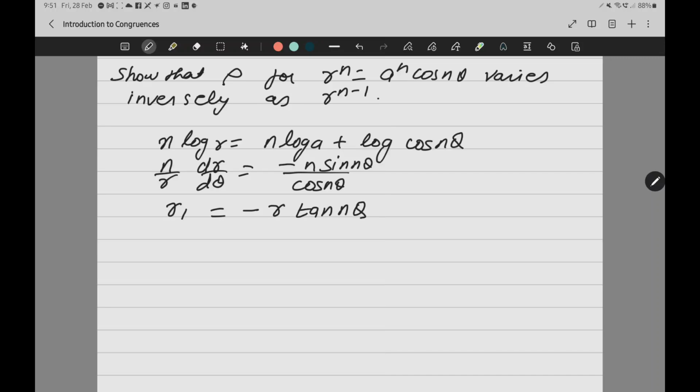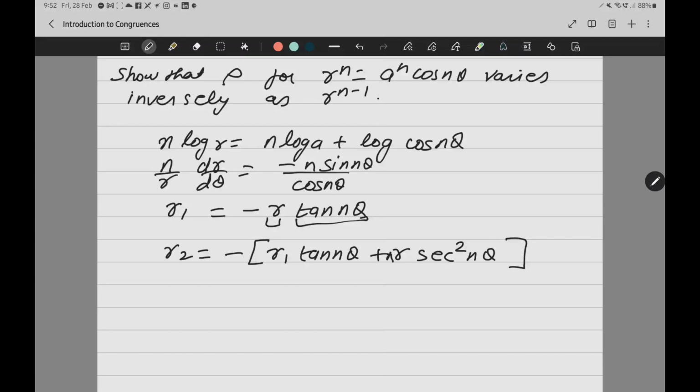Easy? First step I did. Now second step, R2 I want. R2 is, again I'll apply the product rule. Differentiation of R is R1 tan n theta, plus R times the differentiation of tan n theta, which is secant square n theta and n. Right? Now in this I have R1, so it is always advisable to convert it to R. If you don't, then also it's okay. Last step when you put the formula, you can do it then, but there you may make a sign mistake. So I'll just put the value here only.